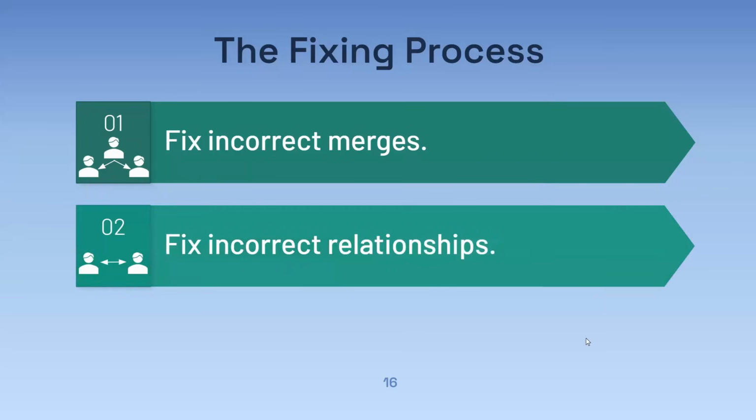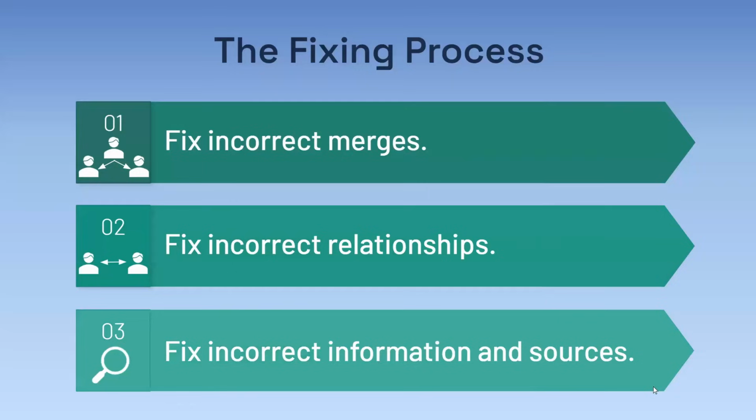The second is to fix incorrect relationships, for the same reason, because we want to save step three till the end. Step three is fixing any incorrect information like a wrong birthplace or a wrong residence, and any incorrect sources. I've just found through many years of doing this that if I do this first, then when I go back and fix relationships and merges, I either waste my time because the fixes turn out not to be accurate, or I lose them. I've found after making mistakes that this tends to be the cleanest, best process for fixing messes in Family Tree.